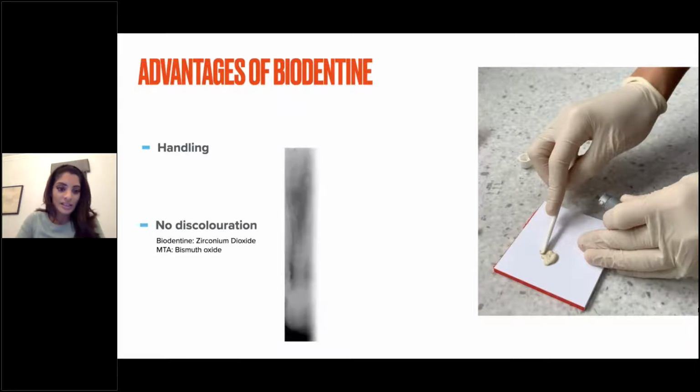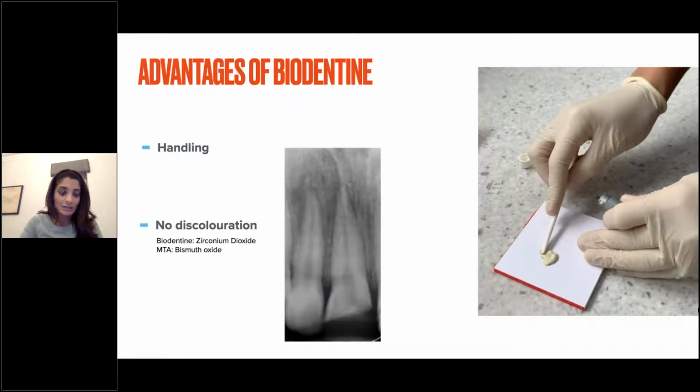Also, a big advantage is that biodentine doesn't cause discoloration. So the radiopacifier in MTA is bismuth oxide, and that makes it radiopaque, but it also discolors the tooth, and we get this blue-grey discoloration, which is nearly impossible to remove when it's been placed. You almost have to cut away the MTA again and whiten the tooth. Whereas biodentine contains zirconium dioxide as a radiopacifier, which means that it doesn't discolor the tooth.